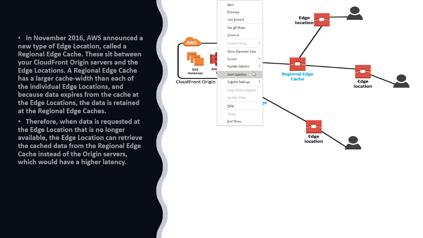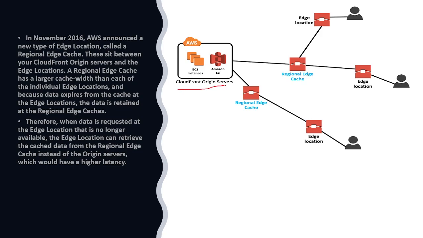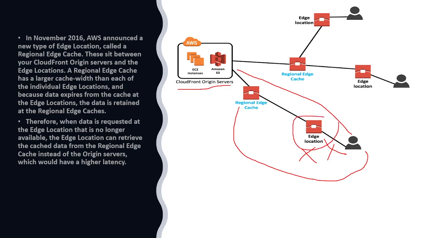Okay, so let me explain. These are my origin servers. Now let's say the user is accessing the website, and that website is not available in the edge location. Instead of hitting back to the origin server, it is going to get the data from this regional edge cache. Since it is not available in the edge location, it's going to get it from the regional cache instead of the origin server. So that improves the latency.